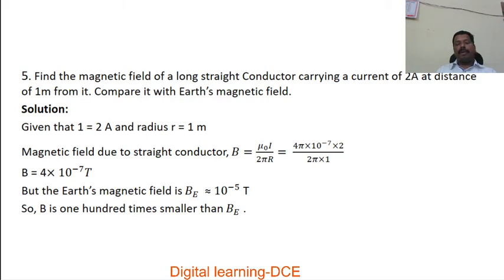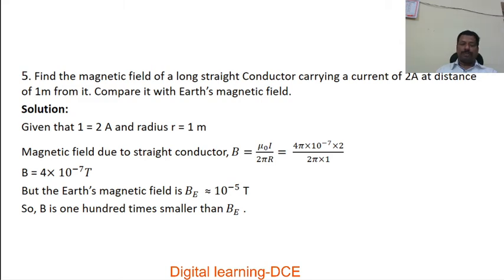3.6 × 10^-5 Tesla is the average value of the horizontal component of the Earth's magnetic field. So compare it with the magnetic field of this straight current carrying conductor. B is 100 times smaller than BE.